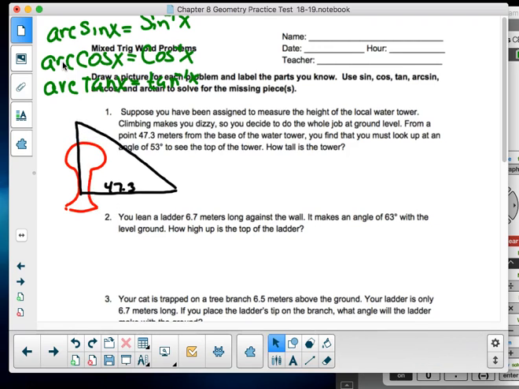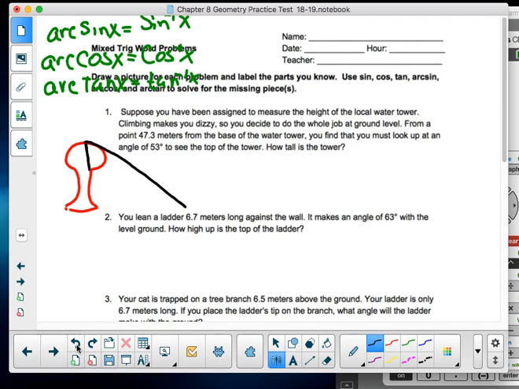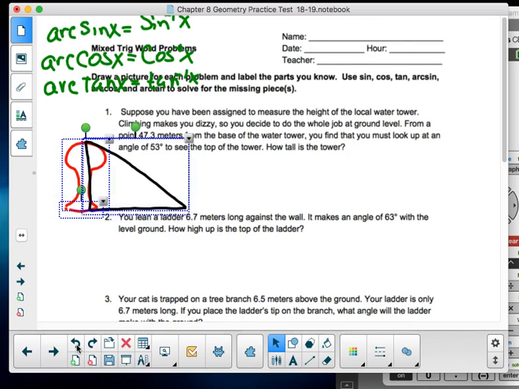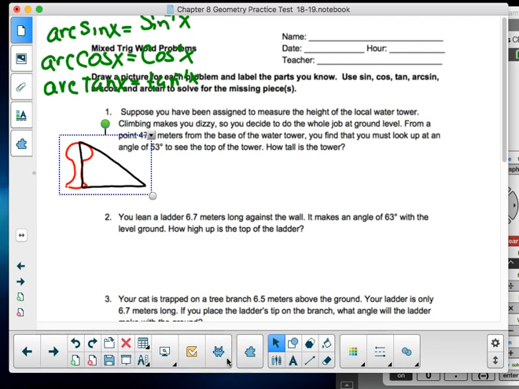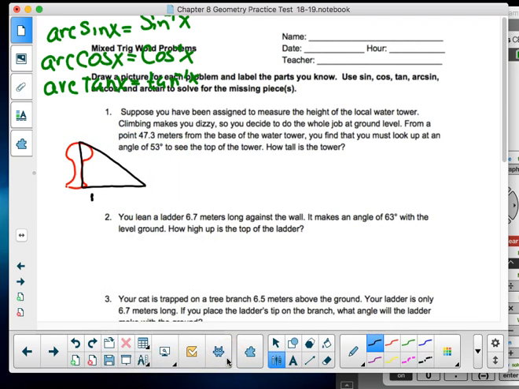Let's undo that and that. Okay, so I'm going to go to 47.3 meters and we'll do it this way. I'm going to box these up, group them, and go 47.3. So I'm 47.3 meters away, and you find that you must look up at an angle of 53 degrees to see the top of the tower. How tall is the tower? This is 53 degrees.